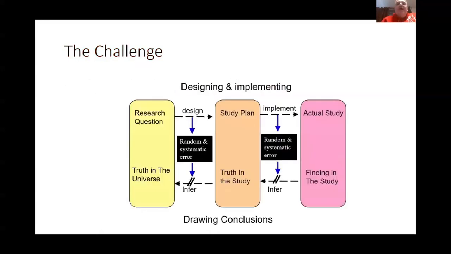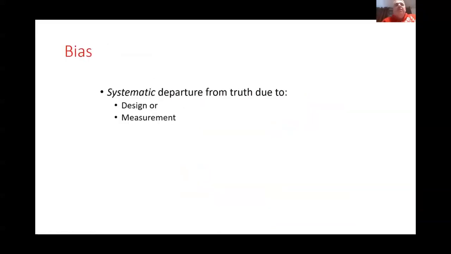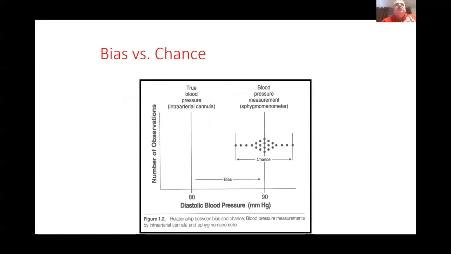Bias is a systematic departure from truth due to design or measurement. That's why, if we look back here, biases are due either to design or to measurement. Measurement means implementing the study plan by collecting the data. So biases versus chance. Is bias the same as chance?